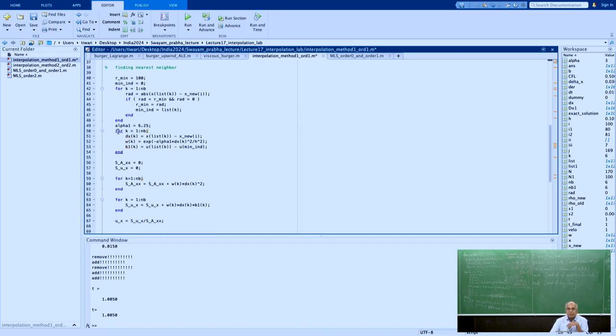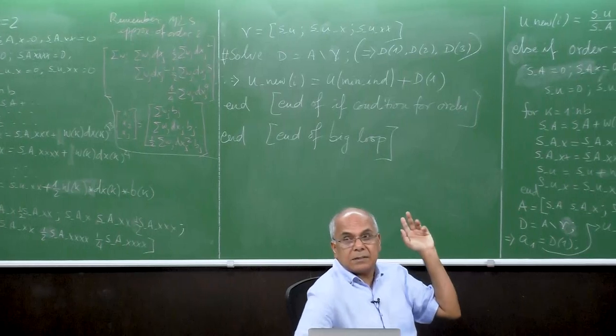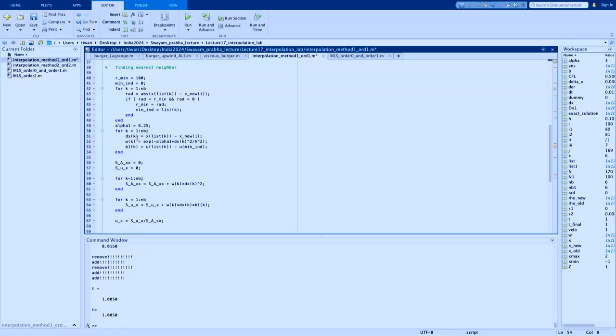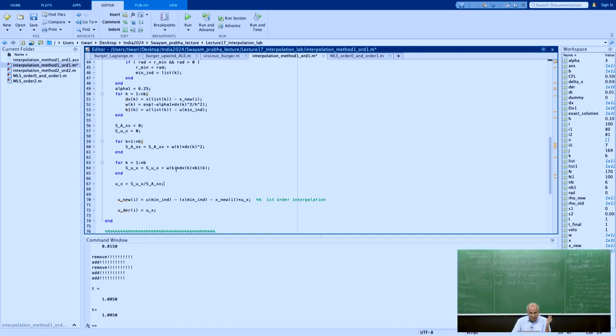Now I prepare for the computation of the derivative. So dx of k, w of k, and b1 of k, which I have defined somewhere before that. It is not yet visible. So for the first order interpolation with the previous method, I need the derivative, which is s ux divided by s axx. This was the formula for the first order derivative. And now I compute two summations. This I can put together here.